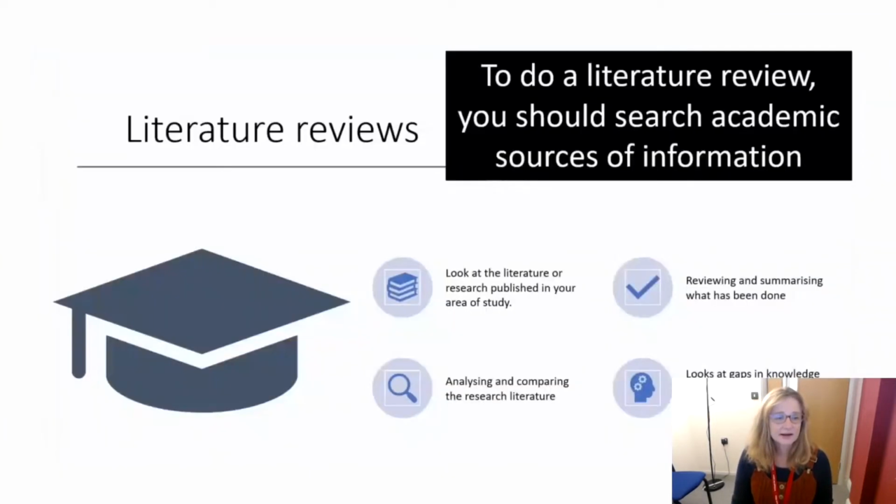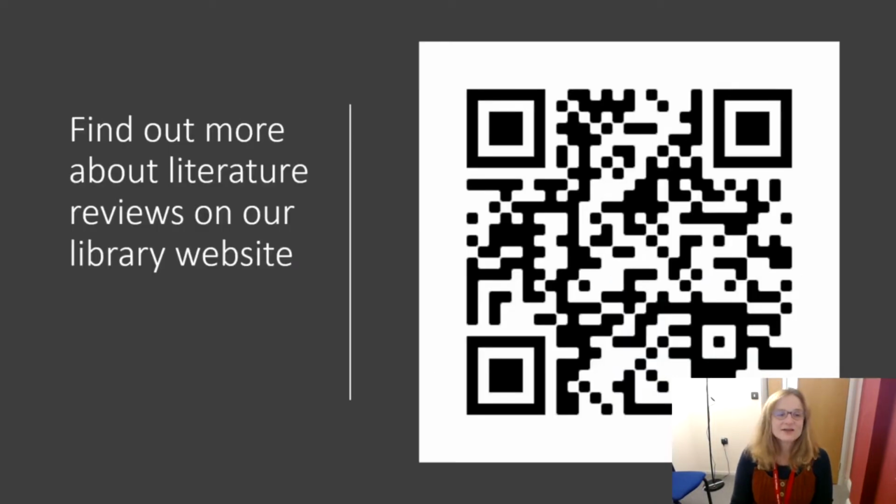In many dissertations, students do a literature review and they need to look at the literature or research published in your area of study. It means reviewing and summarising what's already been done. It's analysing and comparing the research literature, and it looks at gaps in knowledge and makes suggestions for further research. And to do a literature review, you should be looking at academic sources of information. To find out more about literature reviews on a library website, scan this QR code.